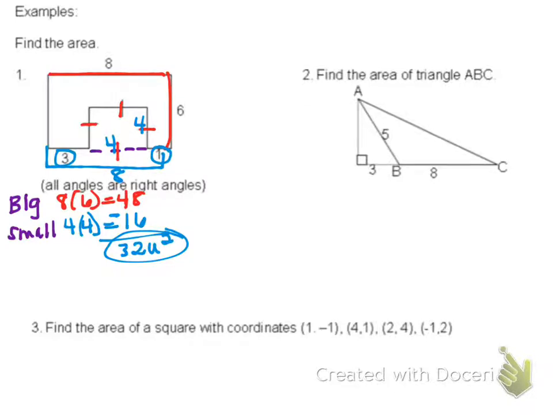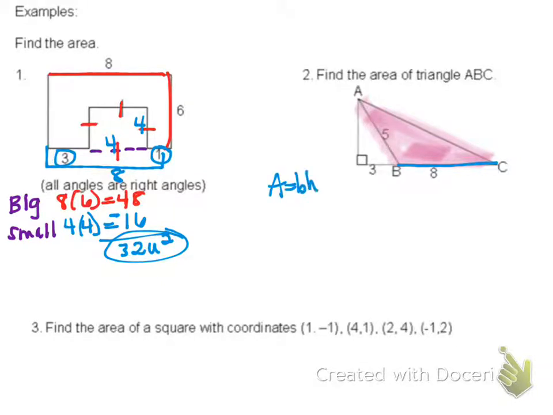The next one, find the area of triangle ABC. So I'm just going to identify, make sure I know what triangle it's talking about here. So ABC, that's this triangle here. Okay, well I can see that I have the base. Now just be careful here because I don't want 11 to be my base. I just want the base of that triangle.